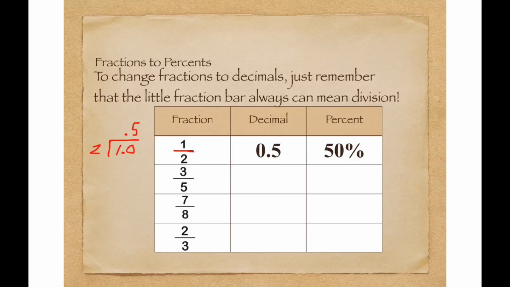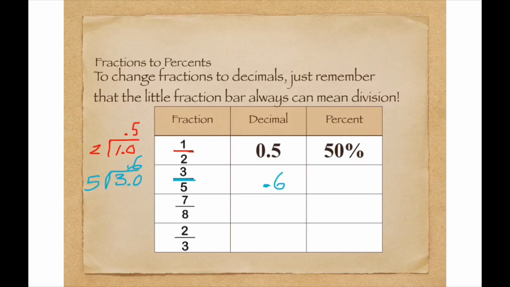So we've got, let's do this next one, 3/5. Normally you would read this as 3/5, but we're going to say that the bar means division. So that's 3 divided by 5. We'd go 3 divided by 5, mark our decimal point, put in a 0. 5 goes into 3 6 times, so that'll be 0.6.